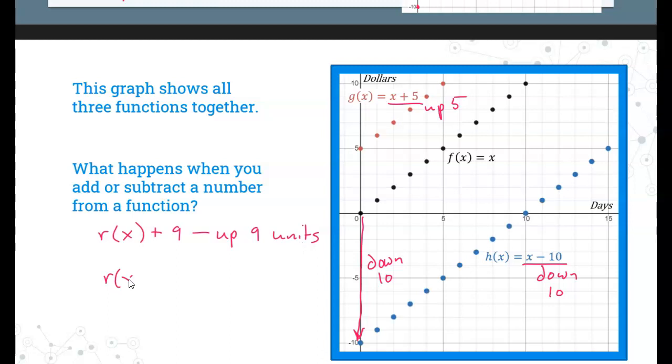What if we subtracted 9 instead? What would you expect to happen there? I think this might be confusing that I drew a little hyphen. If we subtract 9, now it's going to go down 9 units. Right? This is the same number we subtracted and it went down. The same number we added and went up that number of units.